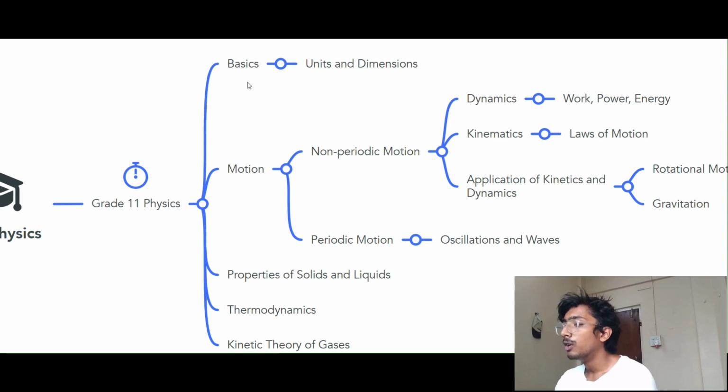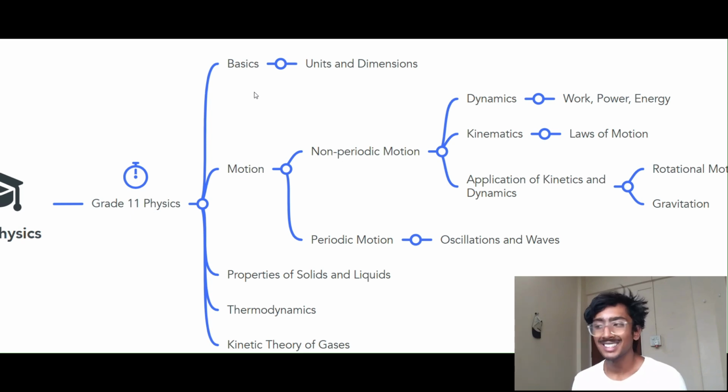I have 5 categories that I've put over here. Your basics, what motion is, properties of solids and liquids, thermodynamics, and kinetic theory of gases. Of course, depending upon what board you're studying from, some topics can shift from here and there, but this is to give you an overview of how you can bring your topics together. This is actually the first tip. You need to understand how you can interlink these topics to build up your understanding.